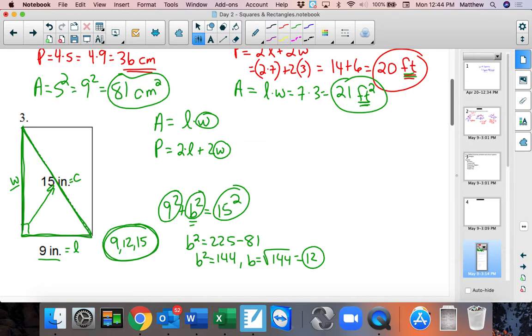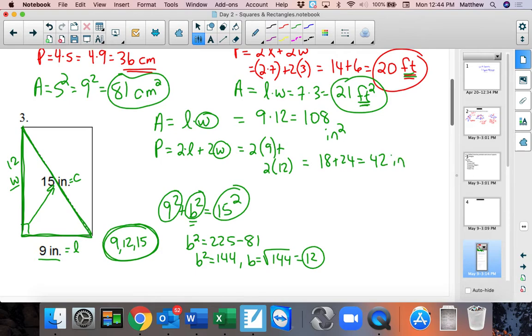So now I have, this is 12, and now I can find area. So 9 times 12 is 108. Don't forget my unit, inches squared. Perimeter is twice my length plus twice my width, equals 18 plus 24 equals 42, and my unit is inches, not inches squared. So I get 108 inches squared for area, 42 inches for perimeter.